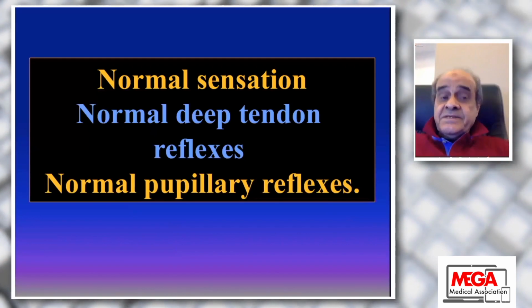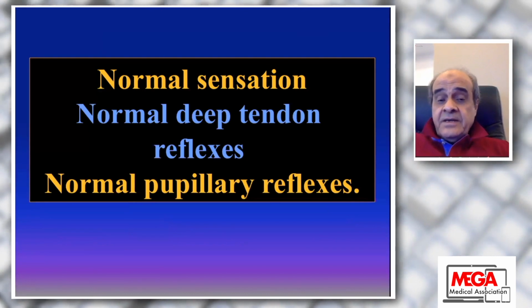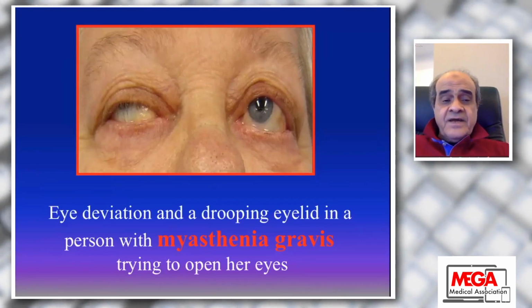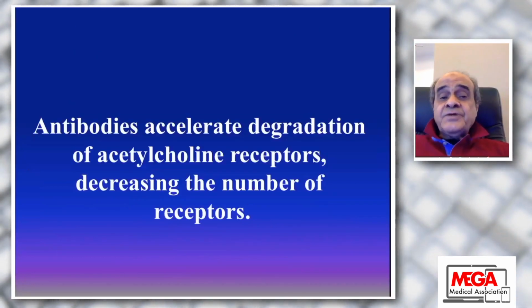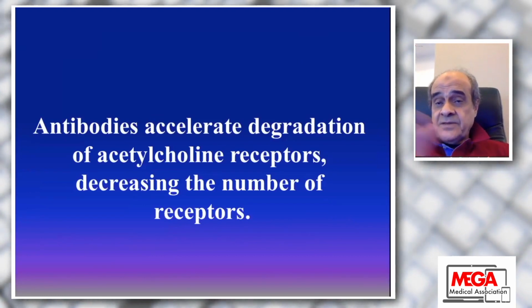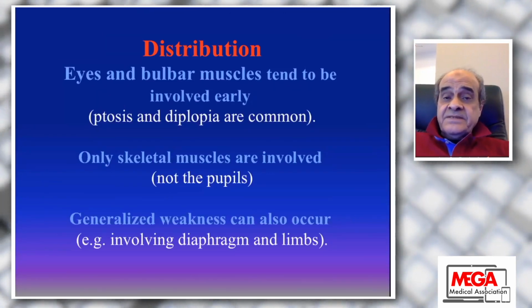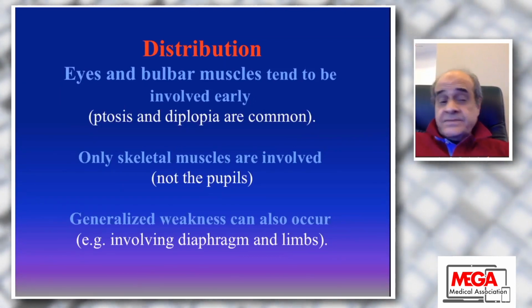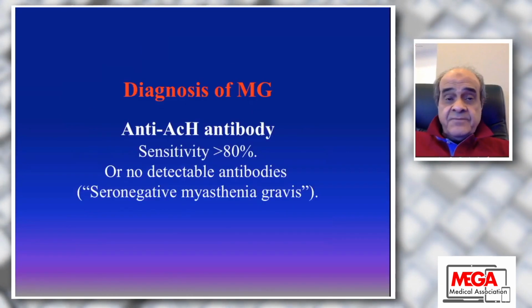The patient exhibits normal sensations, normal deep tendon reflexes, not like Guillain-Barré syndrome, and normal pupillary reflexes. Only eye deviation, you see here, deviation of the eye and drooping of the eyelid in a person with myasthenia gravis trying to open her eyes. Antibodies accelerate degradation of acetylcholine receptors, decreasing the number of receptors on the post-synaptic membrane. The eye and bulbar muscles tend to be involved early, and only skeletal muscles are involved, not the pupils. Generalized weakness can also occur, involving the diaphragm and the limbs after that in some patients.